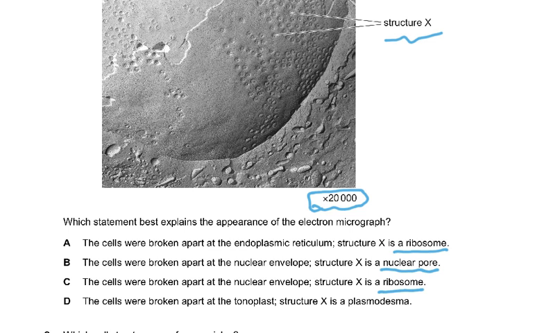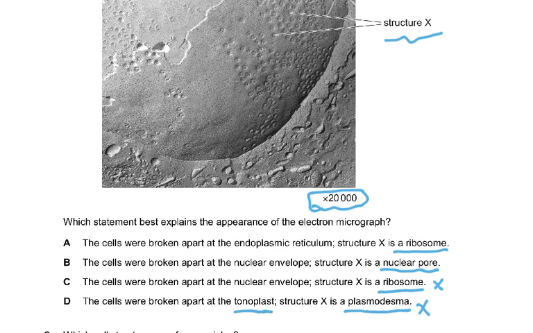The cells were broken apart at the tonoplast. Tonoplast is the vacuole membrane. And structure X is a plasmodesmata. Frankly speaking, there are no plasmodesmata in the tonoplast. We're talking of the onion cell, so there is a plant cell. But why is D wrong? Because tonoplast does not have a plasmodesmata. Plasmodesmata is the cytoplasmic thread between two adjacent cells, right? So this one is definitely wrong. This one is wrong because ribosomes are not present on the nuclear envelope.